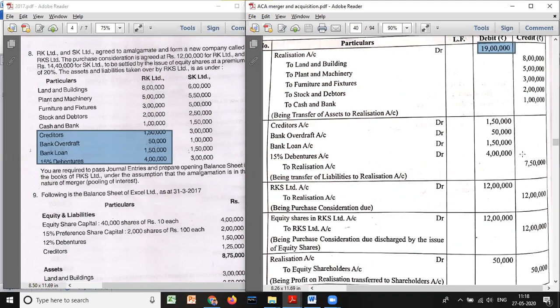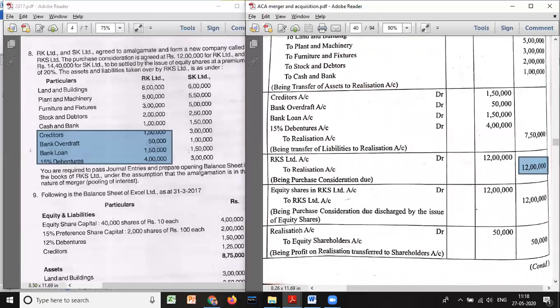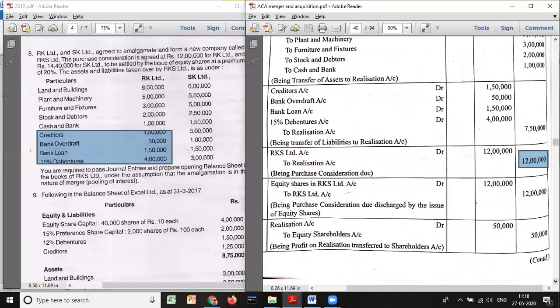I'll repeat, 7 lakh 50 plus 12 lakh. When you prepare the ledger account, you will get to know. 7 lakh 50 plus 12 lakh, it will be 19 lakh 50 minus 19 lakh is 50,000. That is a profit. So realization account debit to equity shareholders account 50,000, being profit on realization transferred to shareholders account.